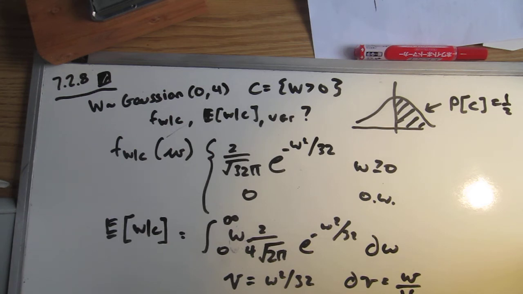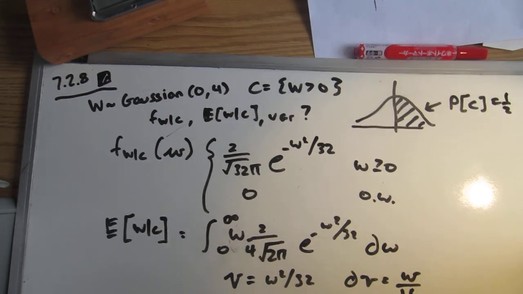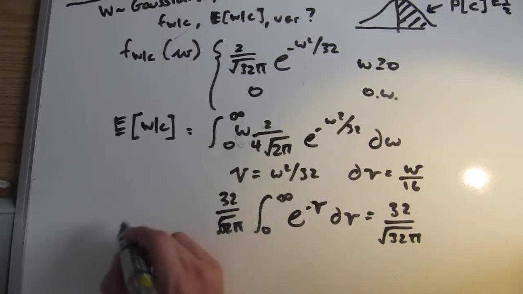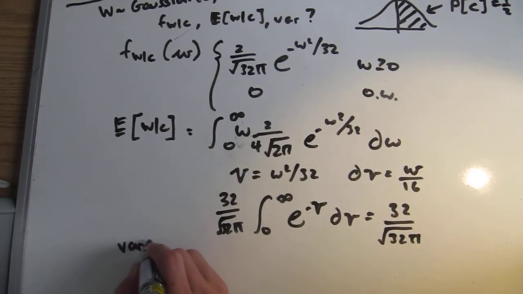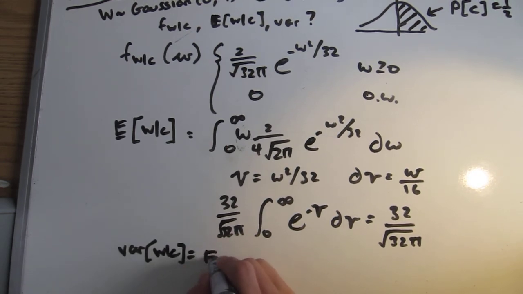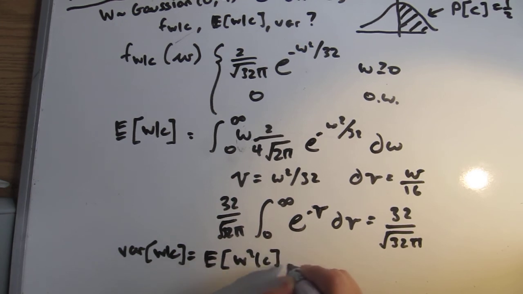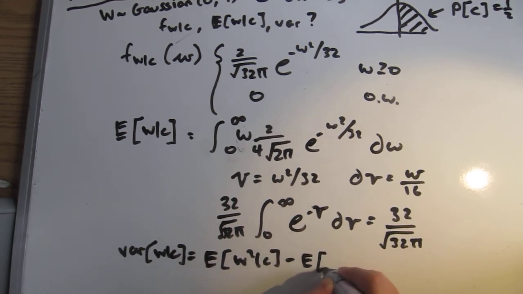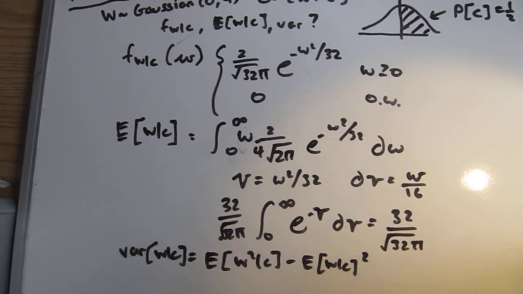And to do the variance, of course, we need to use our variance equation, the one that we all know. Expected value of w squared given C minus expected value of w given C, squared. So we already calculated this one, we just square that.